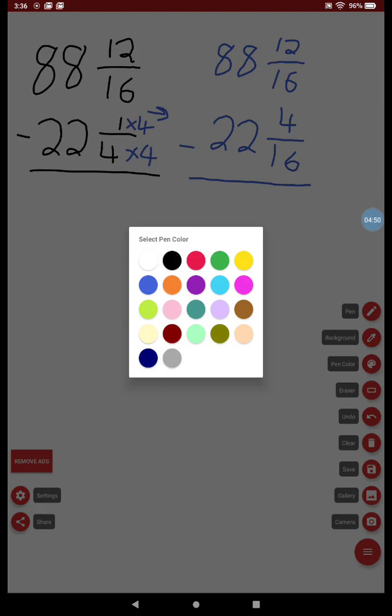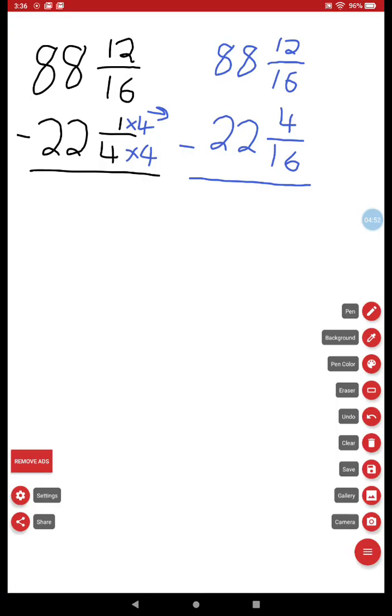Now that I've got a common denominator, I can go ahead and subtract. 16 stays my denominator. 12 take away 4 is 8. 88 take away 22 gets me 66. So I have 66 and 8/16. Can 8/16 be simplified? Well, keep 66 and 8/16 in mind and pull out your multiplication chart again.